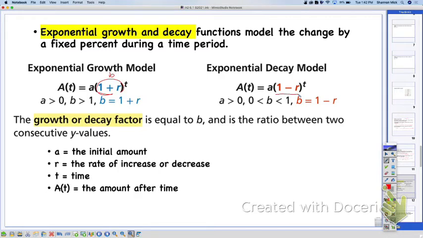I am right. Notice that B is 1 plus the ratio, or 1 minus the ratio, and we noticed that on the last one.